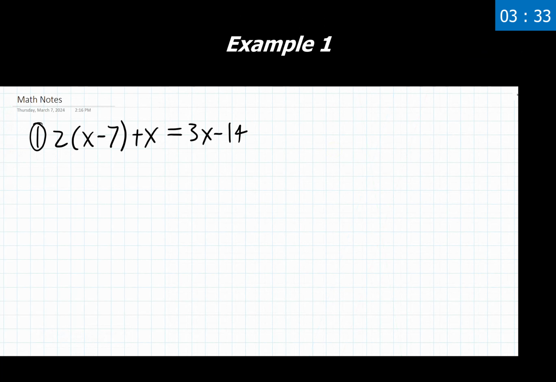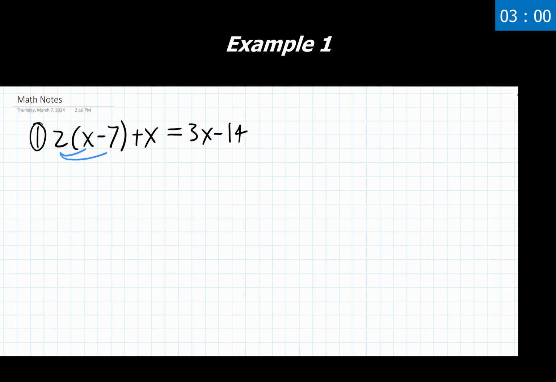Looking at our first example here, we've been given 2 times the quantity x minus 7 plus x, and that all equals 3x minus 14. Like we did with our 2.1 through 2.3 material, we're going to lean into that process and let that process reveal the answer or answers, and therefore also the classification, for this problem. So simplify the left side down first. I don't want this thing to be big and complex. I want to condense everything down where I can.